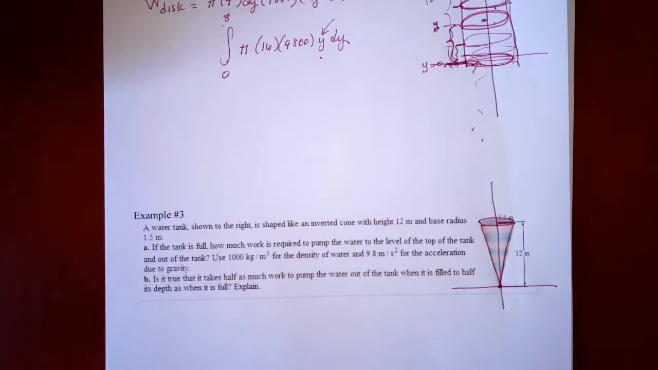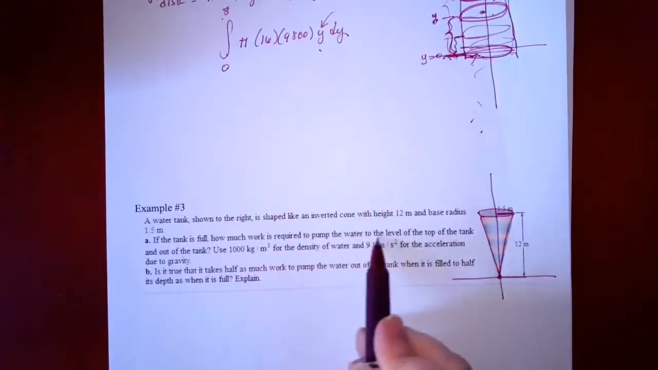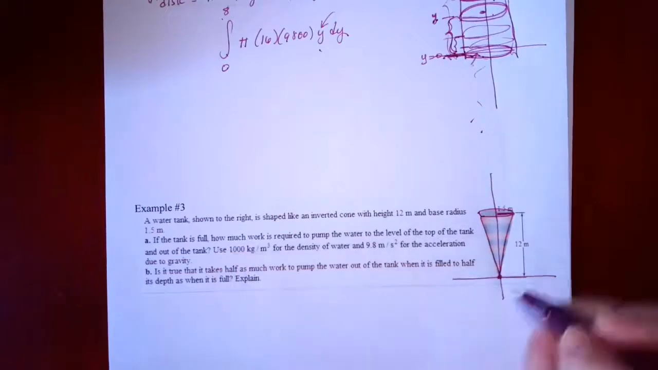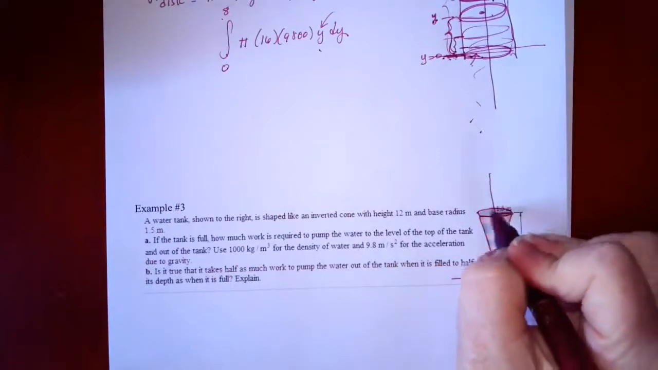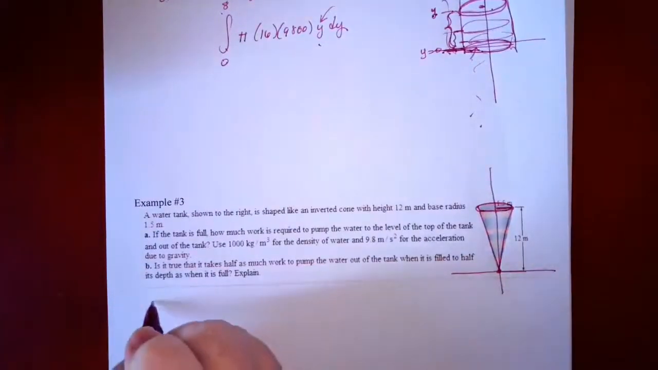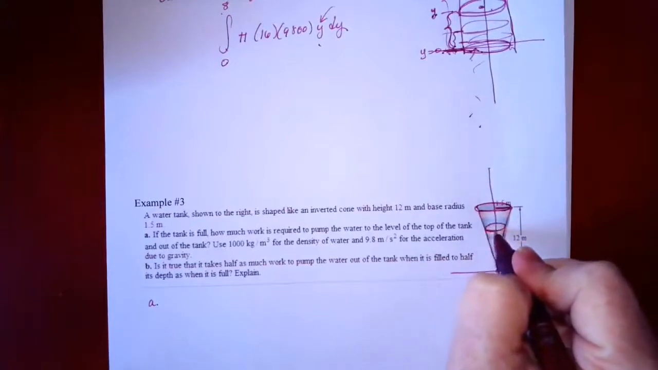Okay, so part A: if the tank is full, how much work is required to pump the water to the level of the top of the tank and out? Okay, so we want to pump all the water up to a height of 12 meters. So for part A, we're going to look at a little cross section of water.